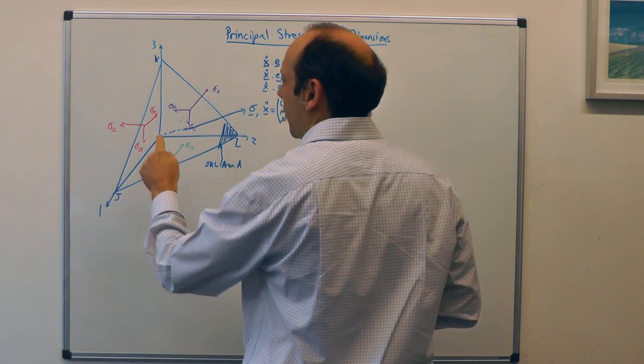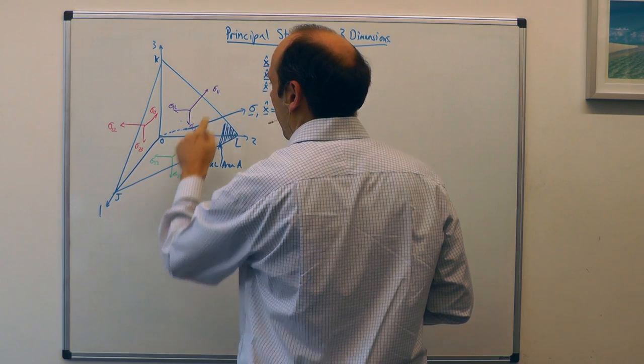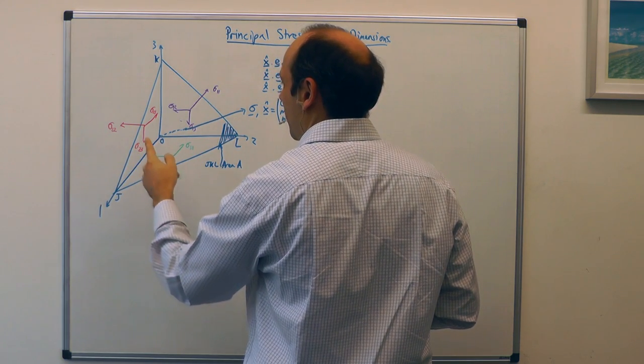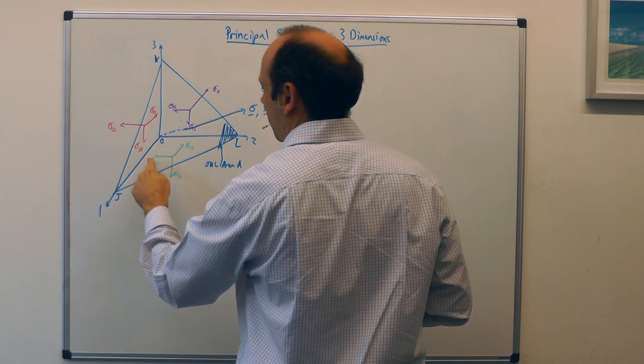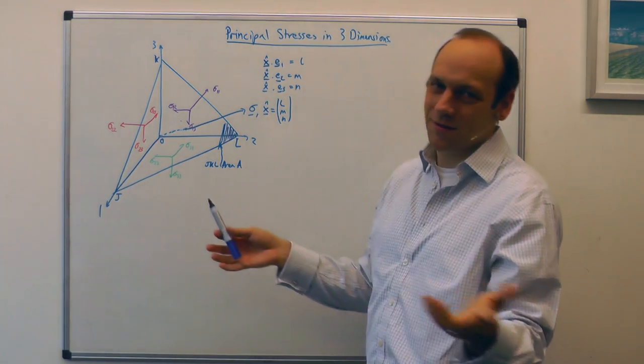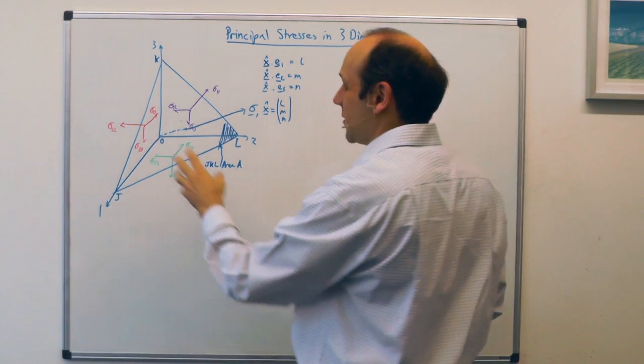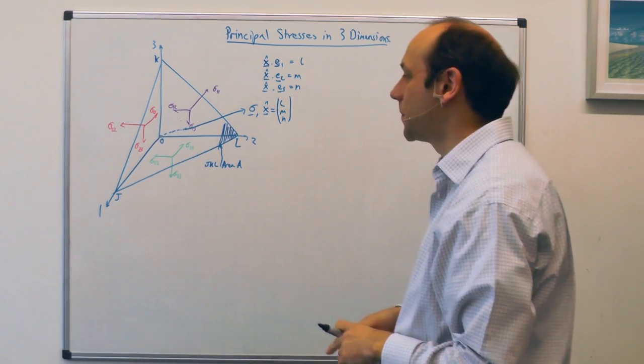That is, we have nine of them, sigma 11, 22, and 33, and the shears 12, 21, 13, 31, 23, and 32. Of course, it was a symmetric stress tensor, so there's only six independent ones.